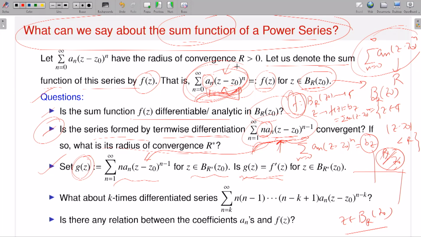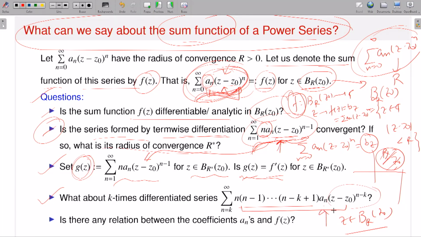So instead of one time differentiation, if I take the k times differentiation of my functions, a n z minus z naught to the power n, if I take the kth differentiation, what will be the corresponding new series? Some factors will come out: n into n minus 1 up to n minus k plus 1, times a n, then z minus z naught to the power n minus k. This is another power series, right?